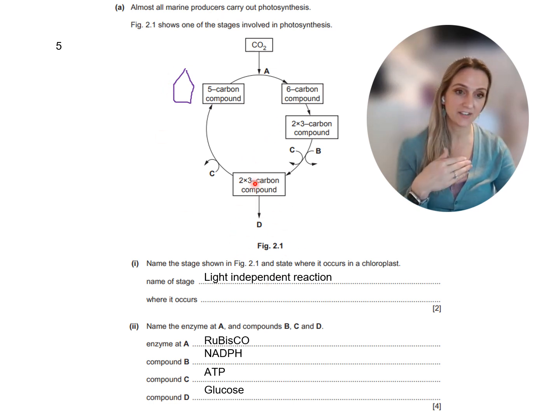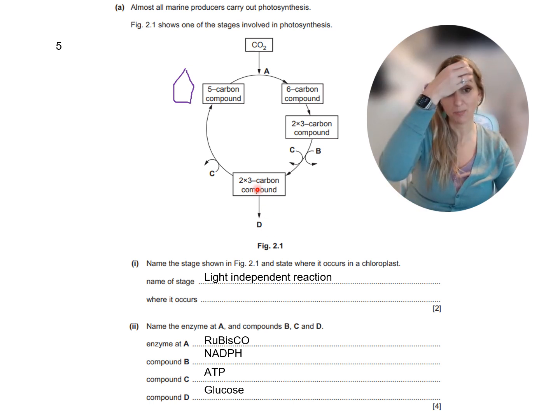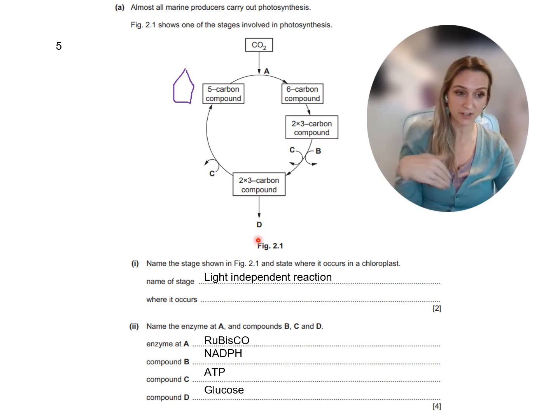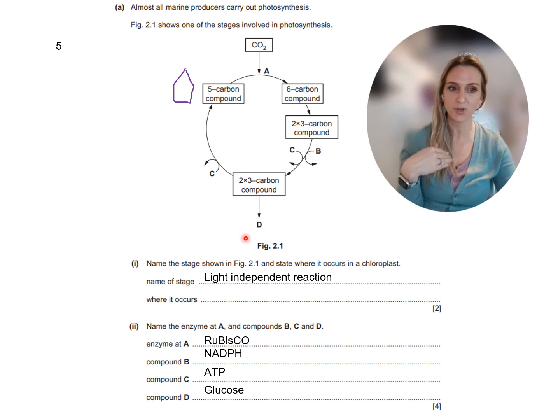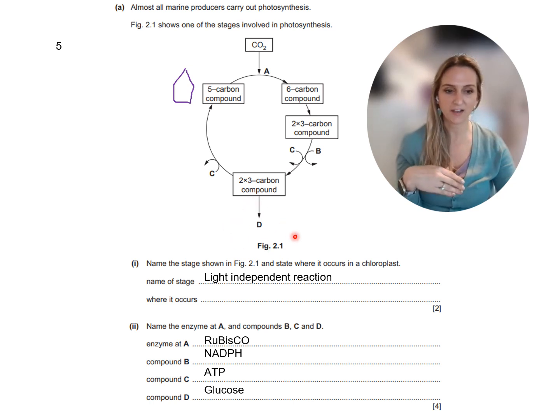Compound D, notice it's leaving this entire cycle. It's the only one that's really pointing completely out. It's not just curved to go back in somewhere, it's pointing completely out. That is the glucose molecule, the whole reason why we're doing this.